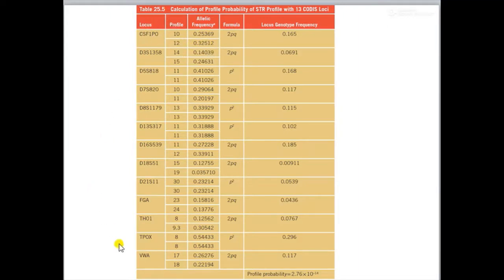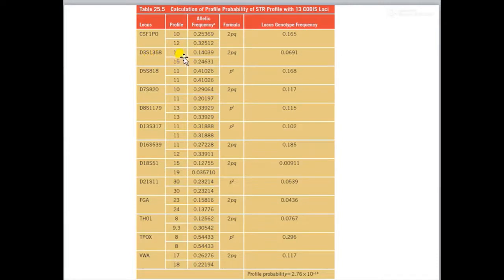So if you're calculating for the 13 loci, you will calculate each one. Here this is a heterozygote, so the genotypic frequency is 2pq. The frequency of p times the frequency of q gives me the genotypic frequency here. Then I go to the next loci.